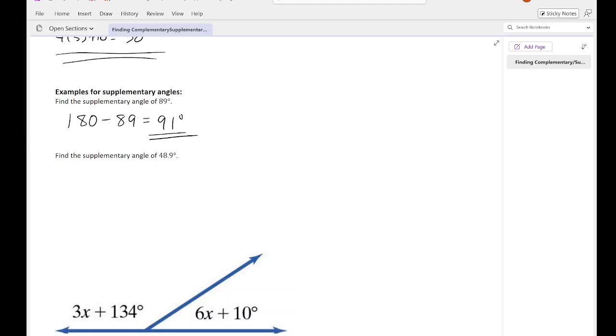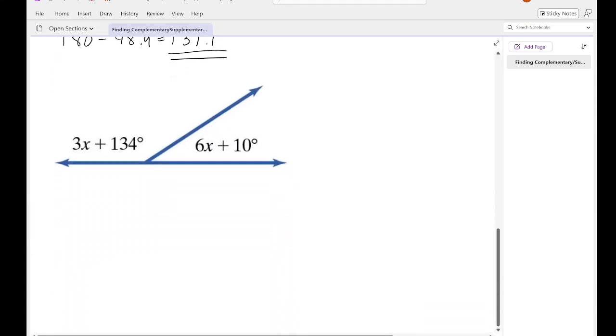Not too bad. And if I have a decimal, I don't treat it any differently. 48.9 degrees, find the supplementary angle of it. I'm not going to do anything different than I've already done. So 180 minus 48.9, that's going to give me 131.1 degrees. Pretty straightforward.